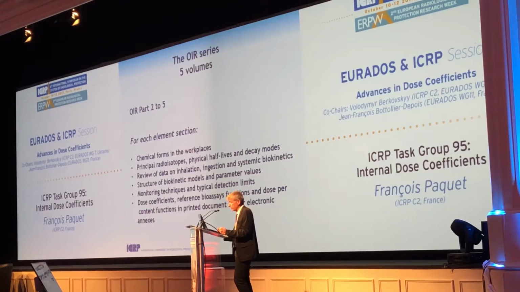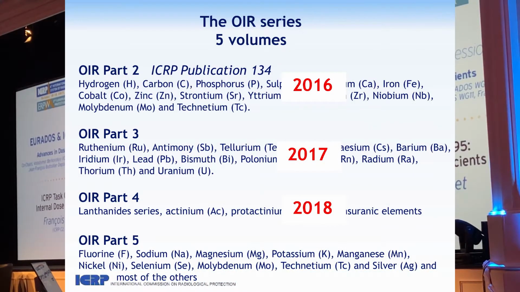And then we provide the dose coefficient, the reference bioassay function, and the dose per content function in the printed document. The printed document, for each part, is 400 pages, so it's a very thick document. So we decided to also provide every data you can need in electronic annexes.